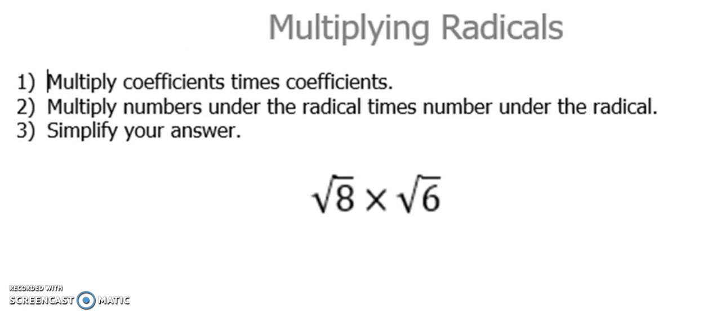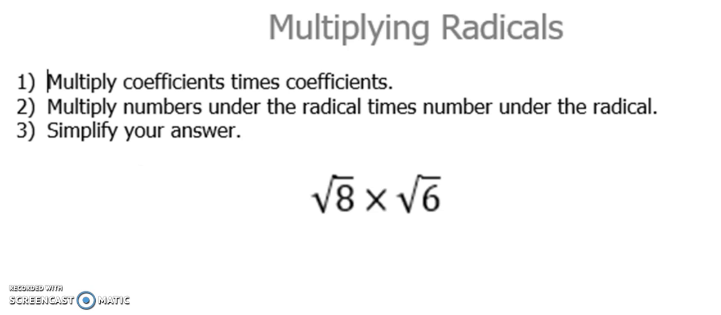Now, the difference when we are multiplying radicals versus adding and subtracting is you don't have to completely simplify them before you multiply them. What you want to do is take the coefficient times the coefficient, so the number outside the radical, and multiply those. Then you're going to multiply the numbers inside or under the radical, and then you can completely simplify your answer.